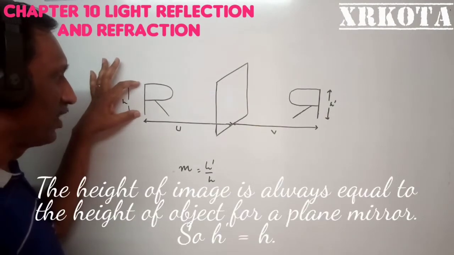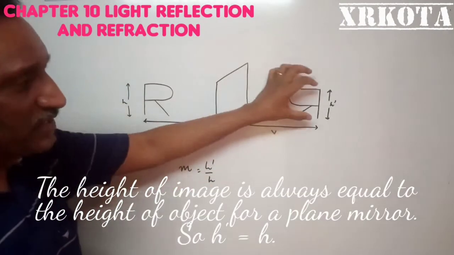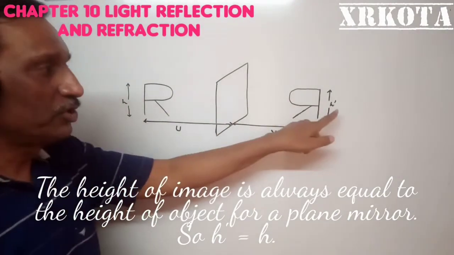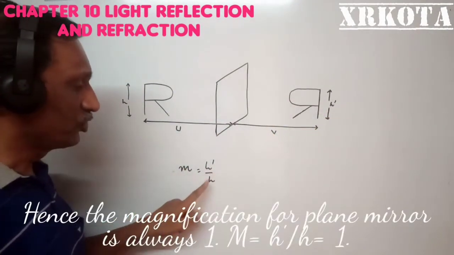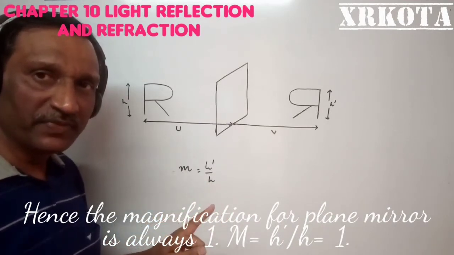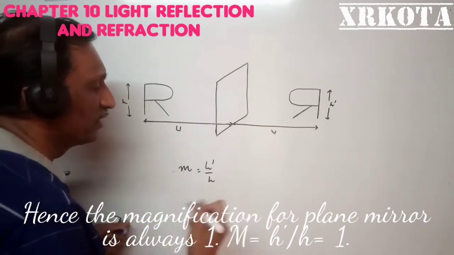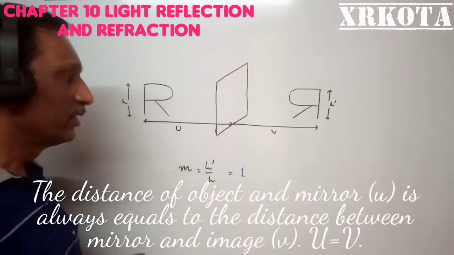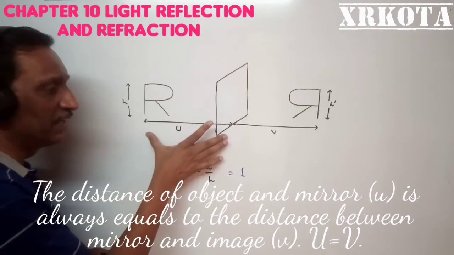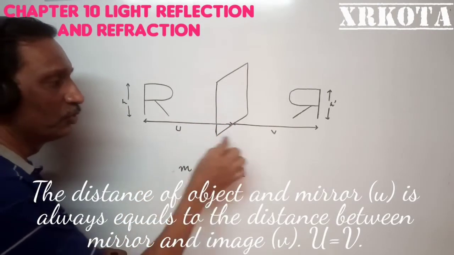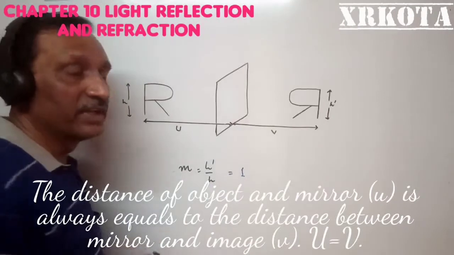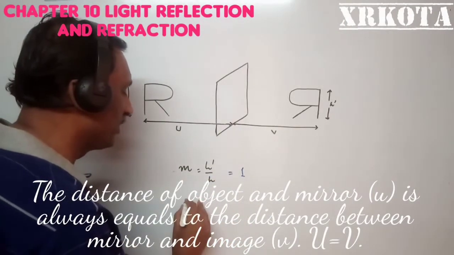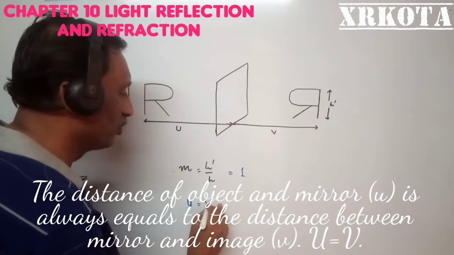Secondly, the height of the object is always equal to the height of the image. So we find h is equal to h dash, and the ratio of h dash to h is called magnification. So for a plane mirror, the magnification is always 1. Thirdly, the distance between the object and the mirror is denoted by u, and the distance between the mirror and the image is denoted by v, and for a plane mirror u is always equal to v.